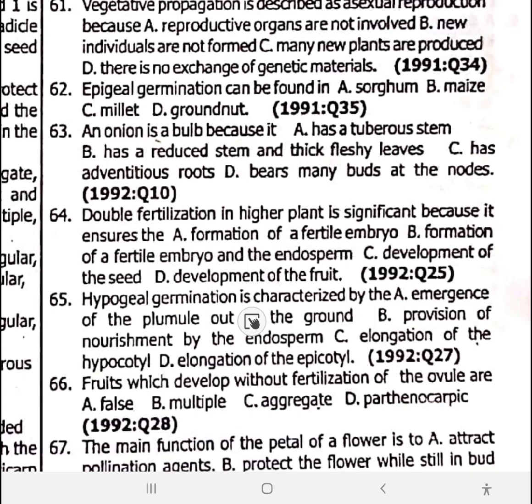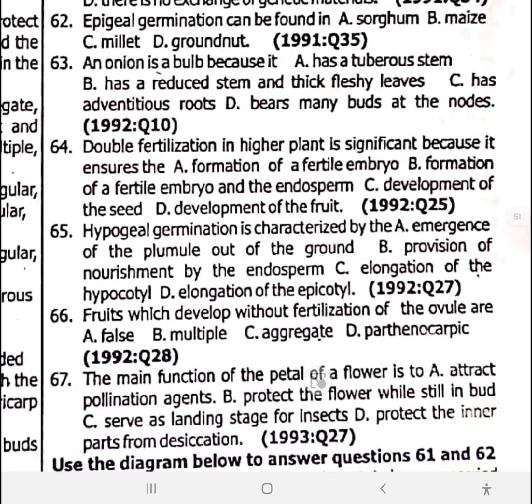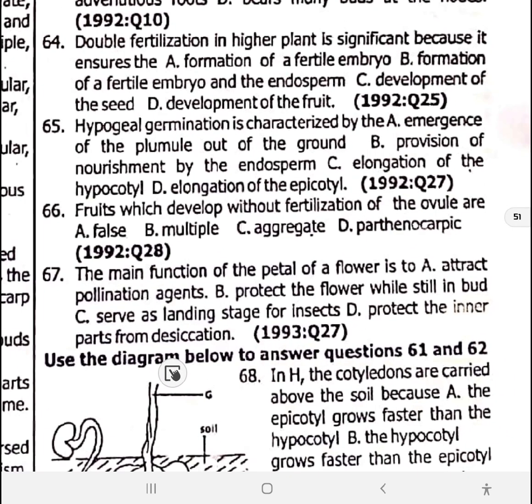65. Hypogaea germination is characterized by elongation of the epicotyl. For hypogaea germination, the epicotyl will elongate. For epigea germination, the hypocotyl will elongate. I talked about that already, guys. Do not forget. 66. Fruits which develop without fertilization of the ovule are said to be dash. Parthenocarpic fruits, option D.